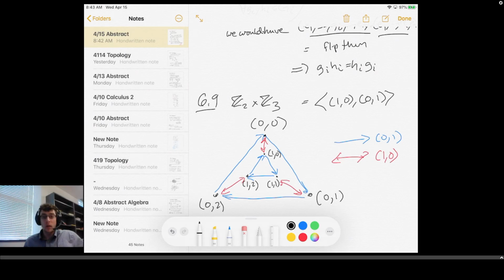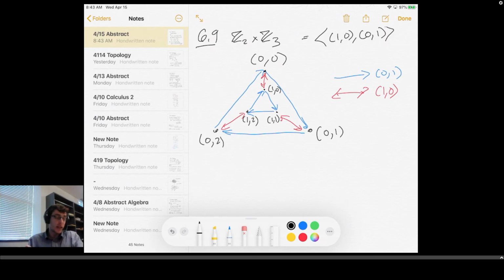Okay, so same questions as last time. Well, we know it's abelian now, but is this one cyclic? Right, so Z2 cross Z4 was not cyclic. Should this be any different? Yes, it is different. What generates it? Yep, awesome.